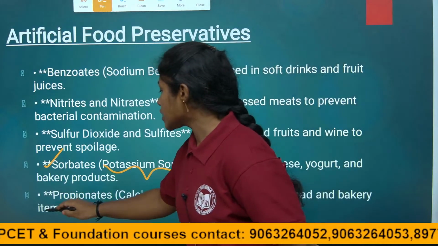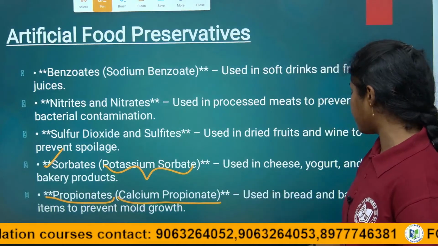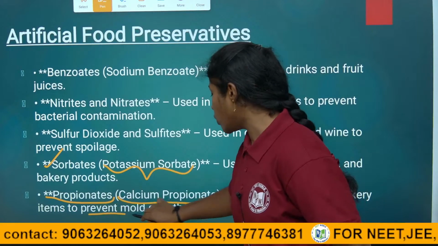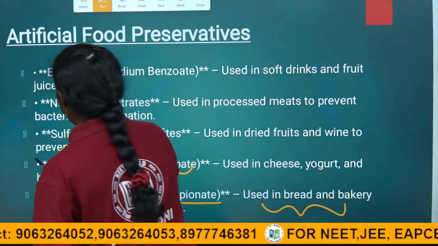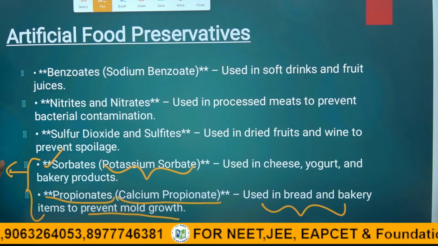And coming to the last one, propionates, which contain calcium. They are used in bread and bakery items to prevent mold growth. So these are the two important food preservatives used for bakeries.